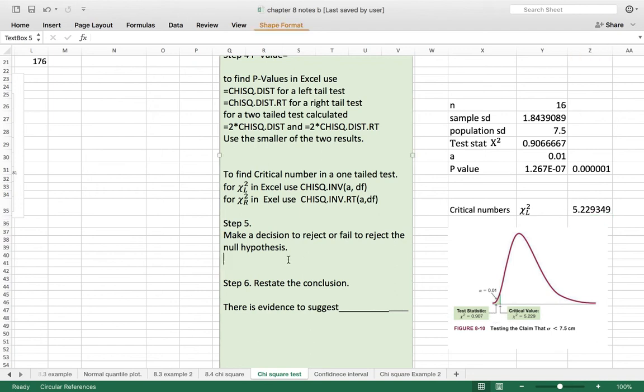So we will make a decision to reject the null hypothesis because there is evidence to suggest that the standard deviation of the heights of female supermodels is less than 7.5 centimeters.